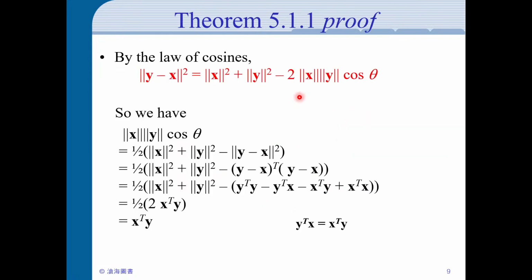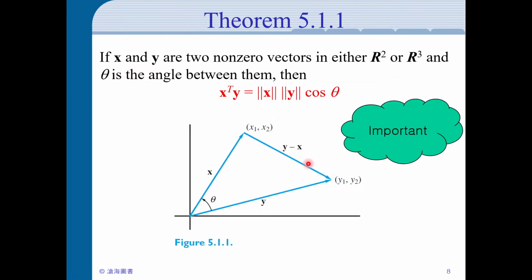But let's do the proof now. The proof uses the law of cosines, and we'll just assume that this is true. The law of cosines says something about the length of this side, which is why we keep talking about y minus x.